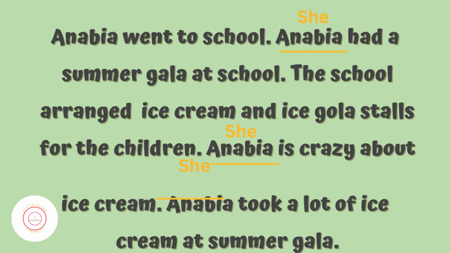Anabia went to school. She had a summer gala at school. The school arranged ice cream and ice cola stalls for the children. She is crazy about ice cream. Anabia took, no, not Anabia. She took a lot of ice cream at the summer gala.